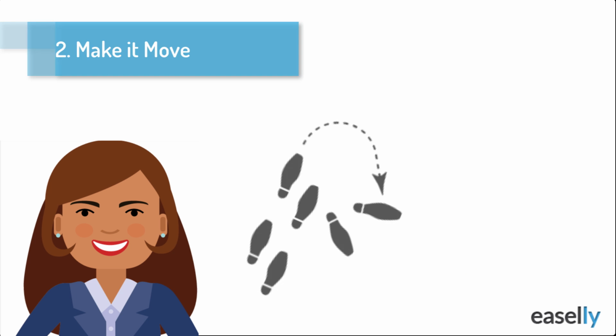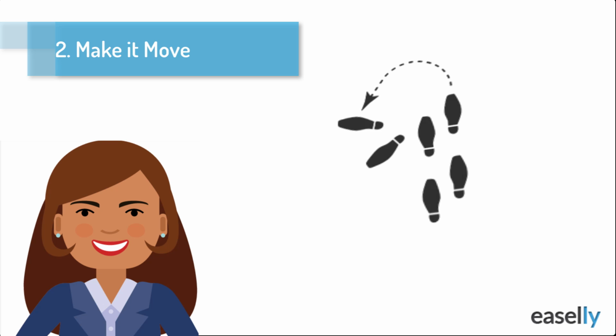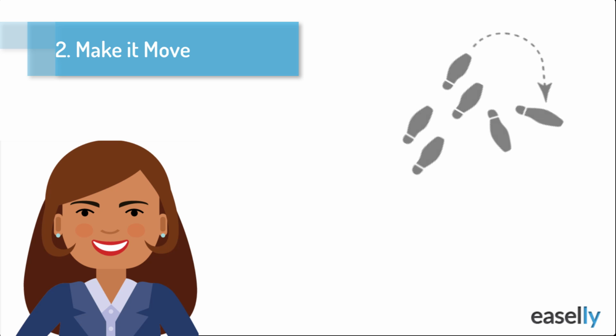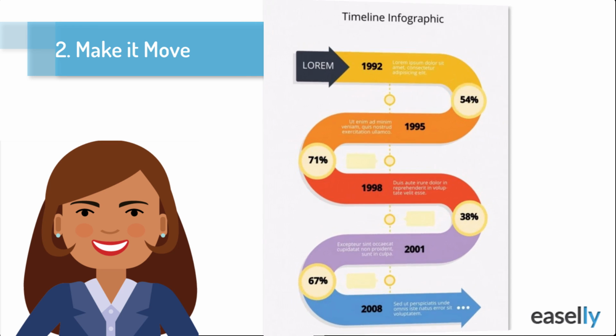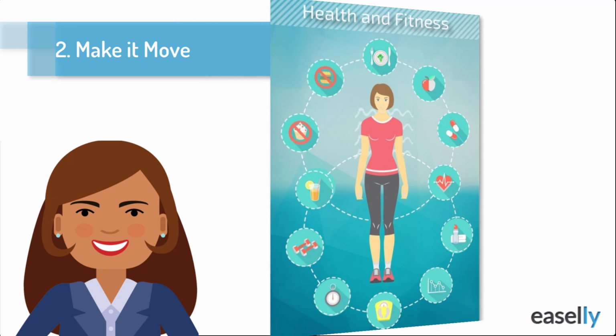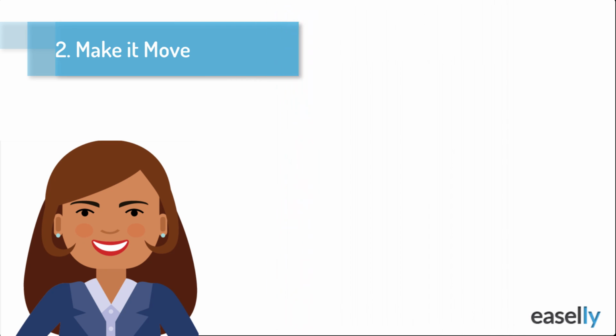Number 2, make it move. One of the coolest things about infographics is that they can tell a story in pretty much any direction you can think of. They can tell linear stories, they can show how things are connected, or they can show the different paths you can take.